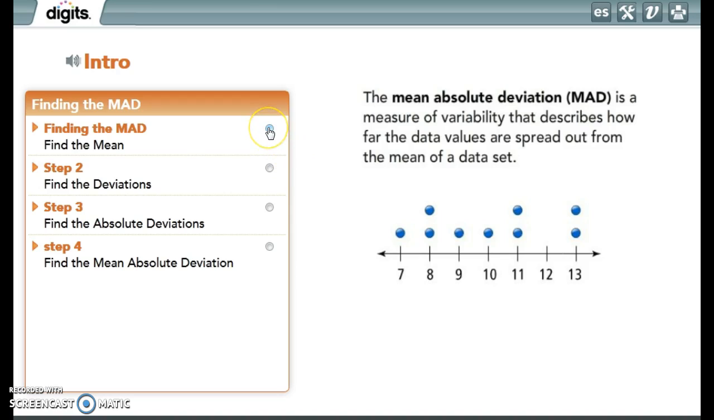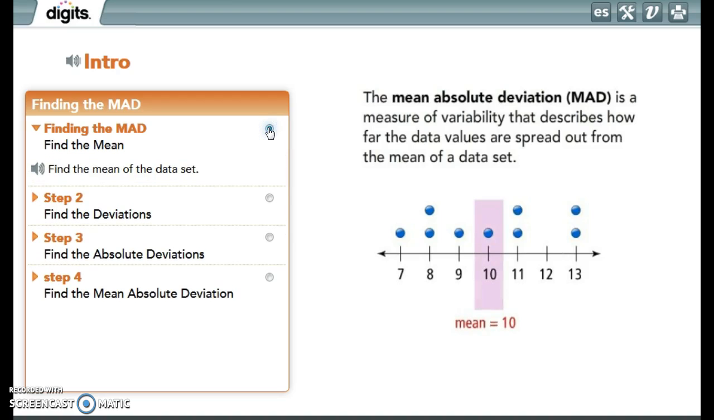So first thing for finding the MAD, the mean absolute deviation, we want to find the mean. So the mean of this data set is 10. We find that by taking 7 plus 8 plus 8 plus 9 plus 10 plus 11 plus 11 plus 13 plus 13. And when we add all those together, we divide them by how many we have. 1, 2, 3, 4, 5, 6, 7, 8, 9. And that gives us a mean of 10.